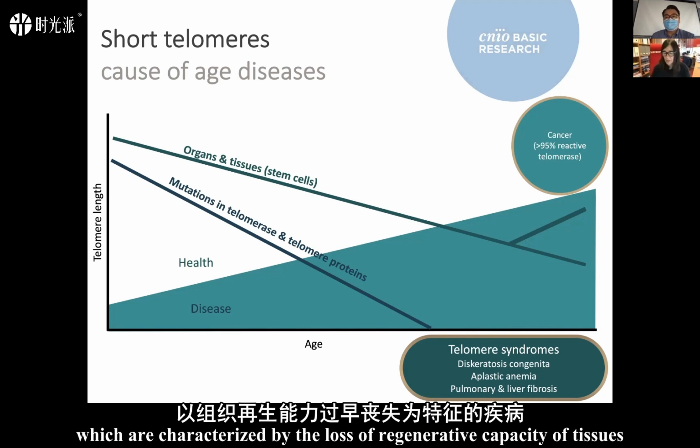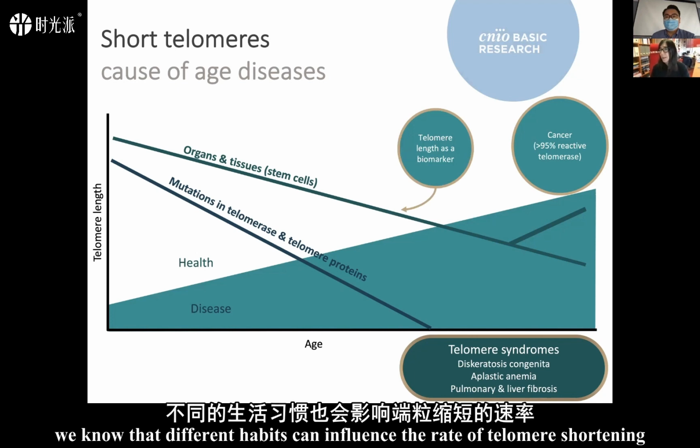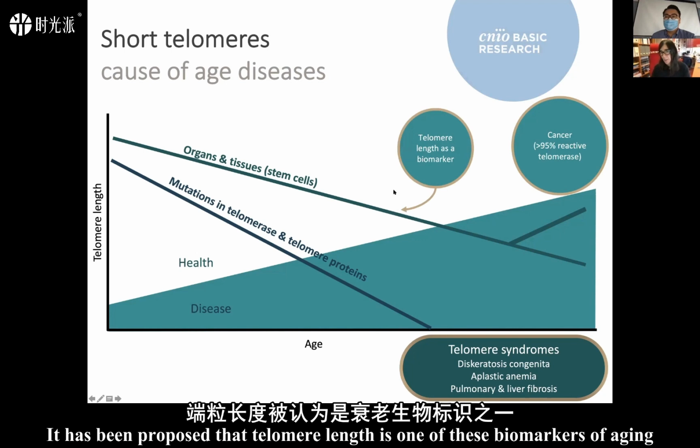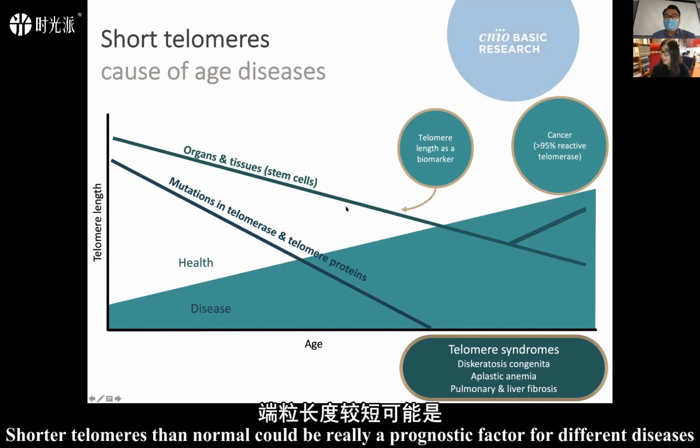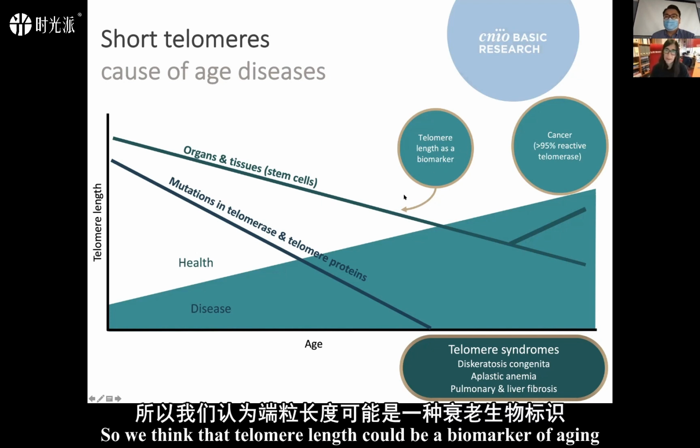regenerative capacity of tissues. Even in individuals that have a normal telomere length and a normal telomerase gene, we know that different habits can influence the rate of telomere shortening. It has been proposed that telomere length is one of the biomarkers of aging. Shorter telomeres than normal could be a prognostic factor for different diseases, like cardiovascular disease, for example, and other diseases, cancer as well. So we think that telomere length could be a biomarker of aging.